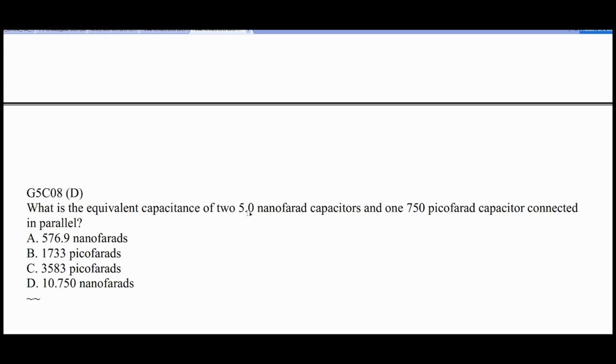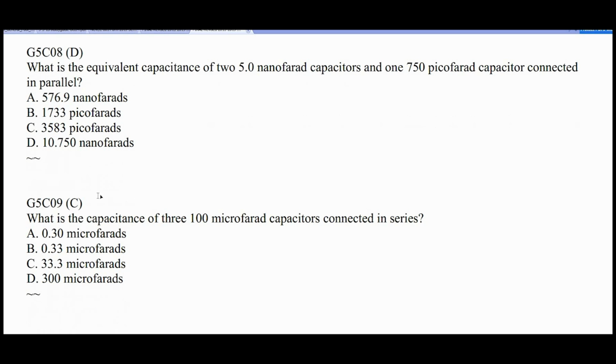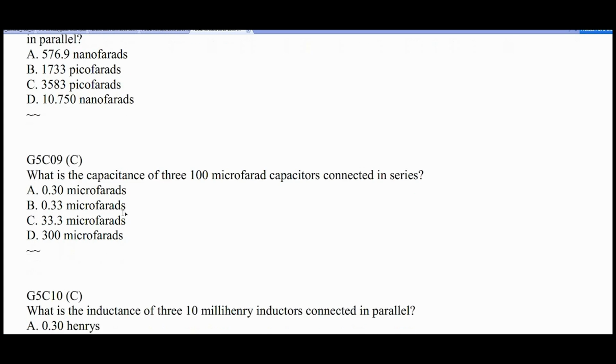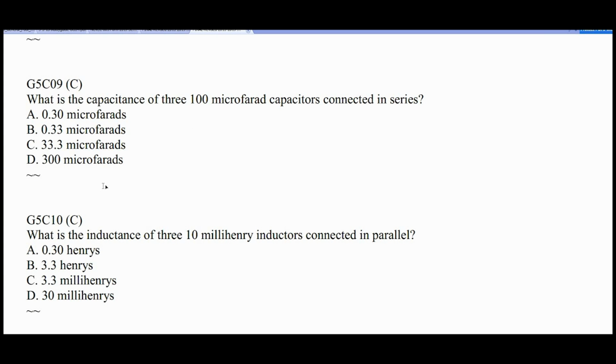G5C08, what is the equivalent capacitance of 2 5 nanofarad capacitors and one 750 picofarad connected in parallel? All right, so we've got 10 nanofarads and move the decimal over 3, so it's 10.75. The answer is D. 10 here, 0.75 there. G5C09, what is the capacitance of 3 100 microfarad capacitors connected in series? So it would be one third of that, or 33 microfarads. They're opposite the resistors, so if they were resistors, they would be added.